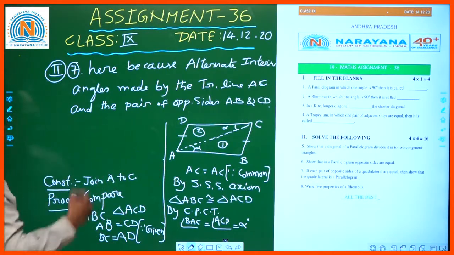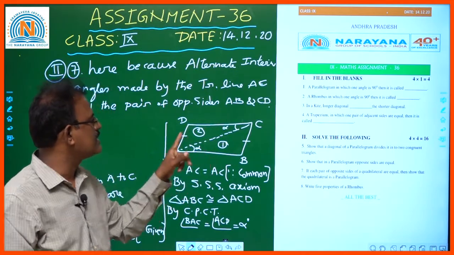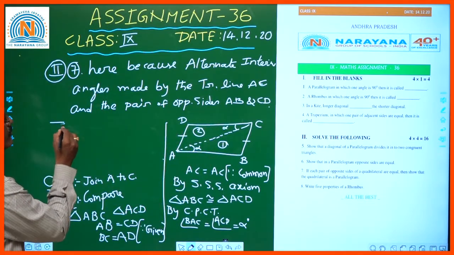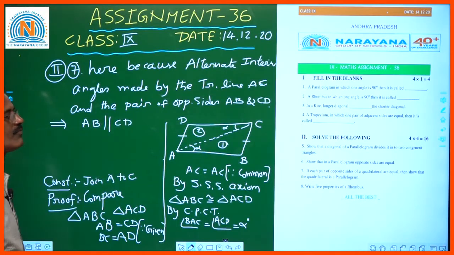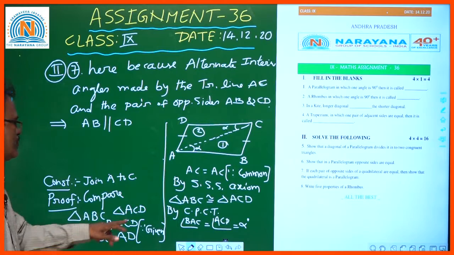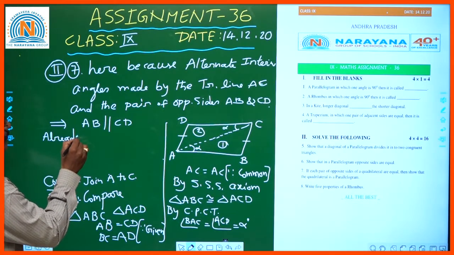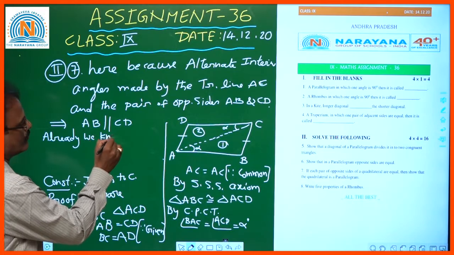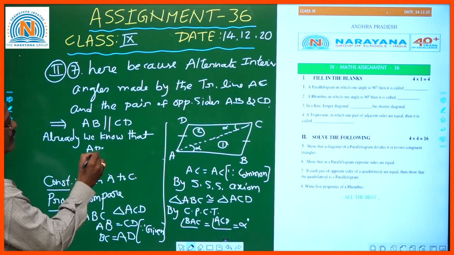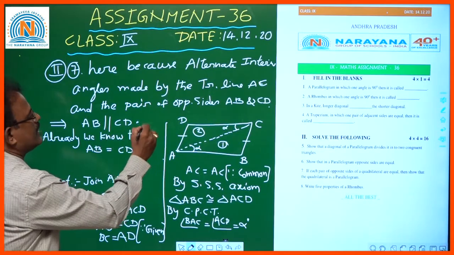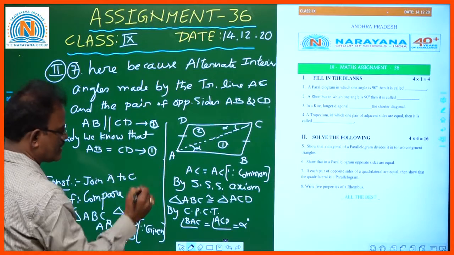Okay, children? So as alternate interior angles are equal, we can say that the pair of opposite sides are parallel. Therefore AB is parallel to CD. Already given that AB is equal to CD. Okay, AB is equal to CD. Say this is the second identity, this is the first identity.